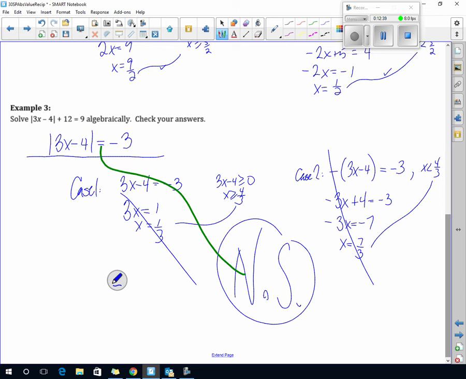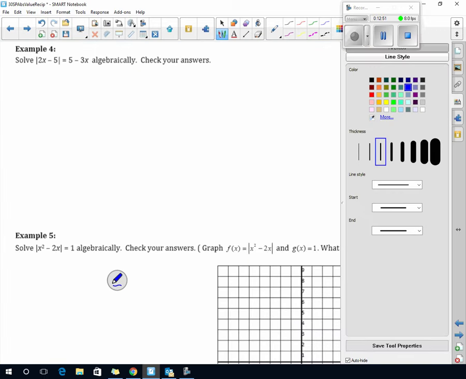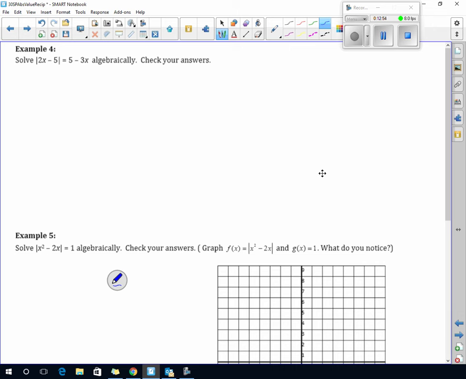Example 3. You see now this is getting a little bit more complicated? We have to isolate the absolute value. It's already isolated for us, right? So now we can go directly into cases. Case 1: 2x minus 5 equals 5 minus 3x. I'll leave a space. Case 2: negative bracket 2x minus 5 equals 5 minus 3x. And what's the restriction here?